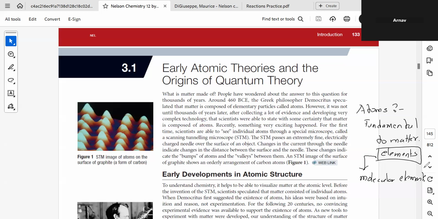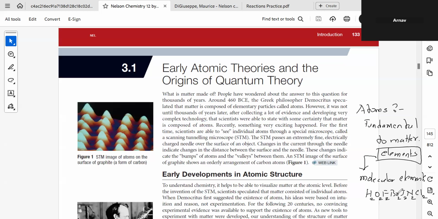Molecular elements are all the Hofbrinkel. What are Hofbrinkel? These are hydrogen, oxygen, fluorine, bromine, iodine, nitrogen, chlorine. So these are elements, but they are diatomic. Does that make sense? Yeah. So they are called molecular elements.